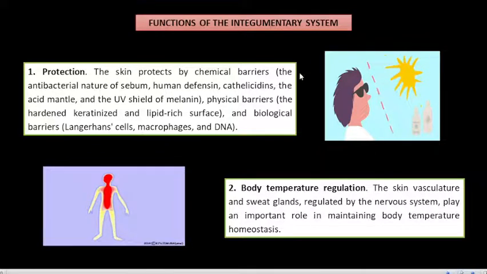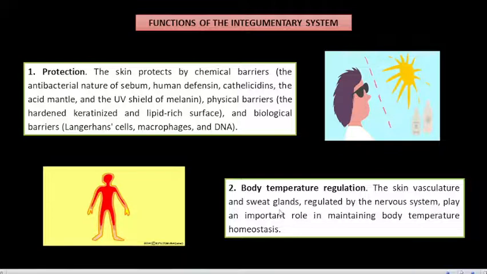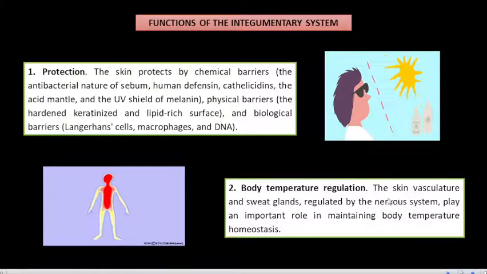Okay, another function of the integumentary system is body temperature regulation. So in this one, the skin vasculature and sweat glands regulated by the nervous system play an important role in maintaining body temperature homeostasis. Again, the body must maintain homeostasis in order for it to survive, right? And one of the key factors involved in homeostasis of the body is the body temperature.